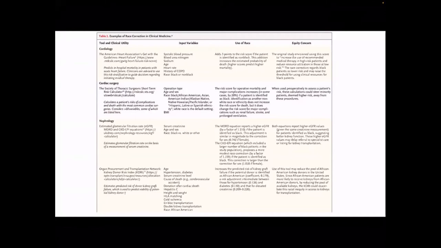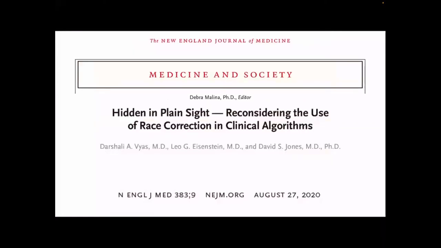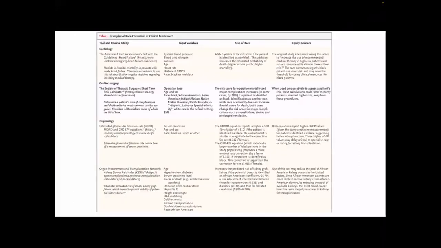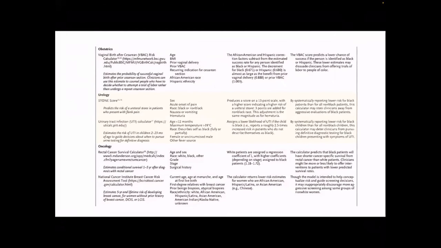Well, the natural response to this is, if we have restricted resources and there's a certain group of patients who are at a lower risk, therefore we should not do screening for those patients. Again, another way of actually increasing disparities in the healthcare system. So again, I would strongly encourage you to go over this paper. There are several pages. This is a fascinating table, table one, where they provide examples in cardiology, cardiac surgery, nephrology, obstetrics, urology, oncology, and so on. Now, what do these have to do with AI?